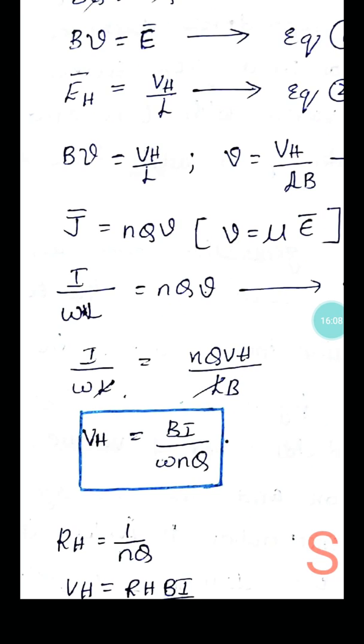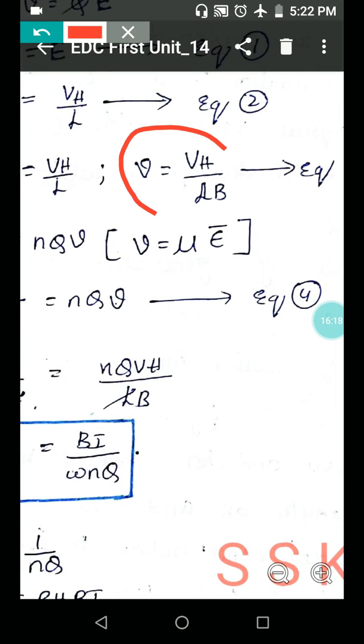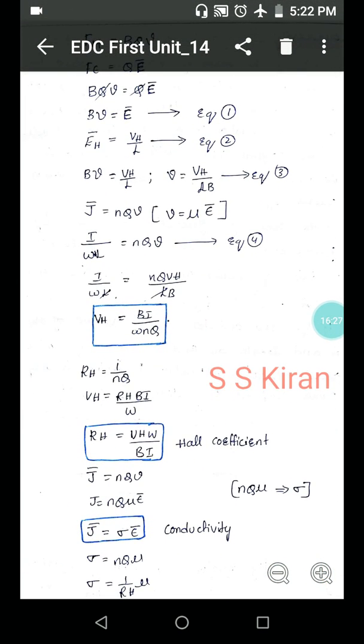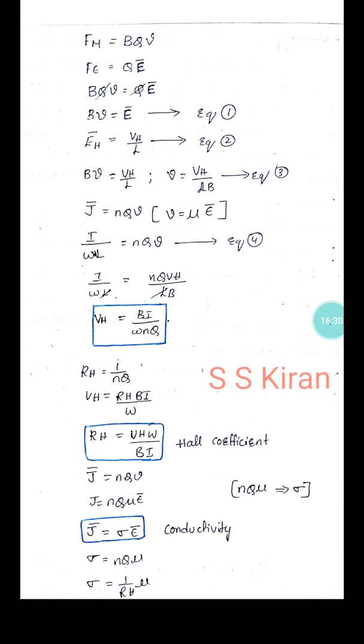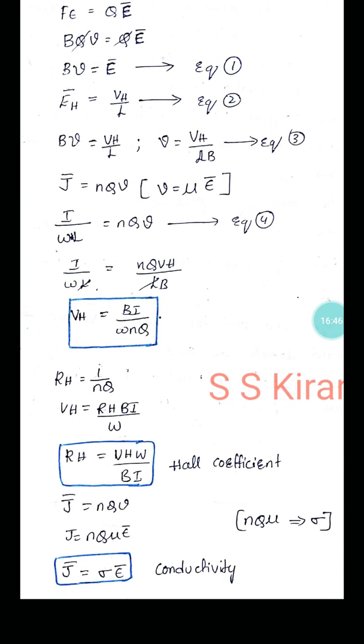See here, very easy. In my description I have provided a link, you can understand, right? I by WL is equal to NQ, and V is substituted from here. This V is VH by LB in this expression. Now what happened? L and L get cancelled. Finally, Hall voltage VH can be defined as BI by W into N into Q, right?